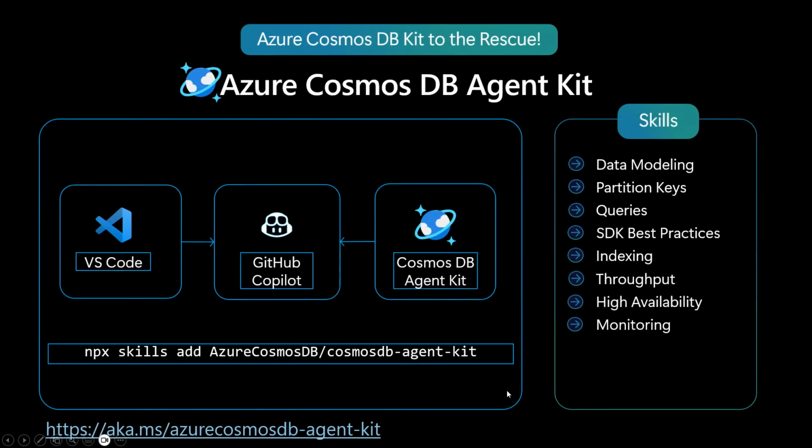And what we're going to use in our demo is Azure Cosmos DB Agent Kit, which is nothing less than just a set of best practices packaged in Copilot skills, which you can deploy anywhere. We deploy it in a VS Code extension, but you can deploy it in any other Copilot. As long as your Copilot agent can take advantage of skills, they would be useful.